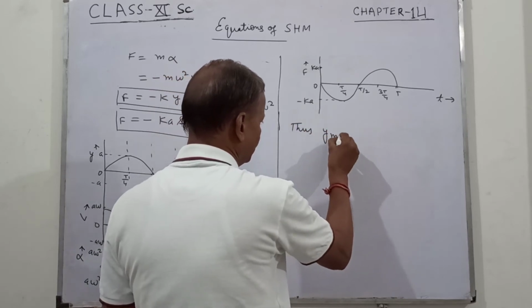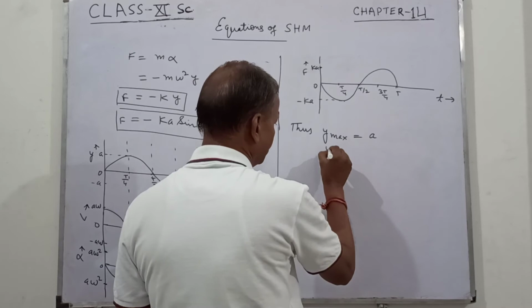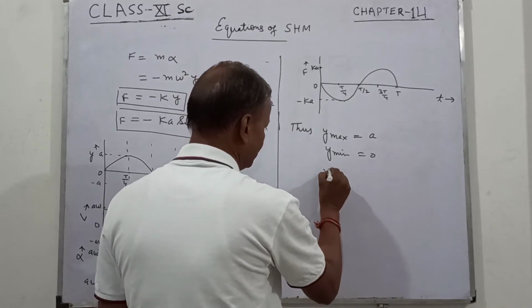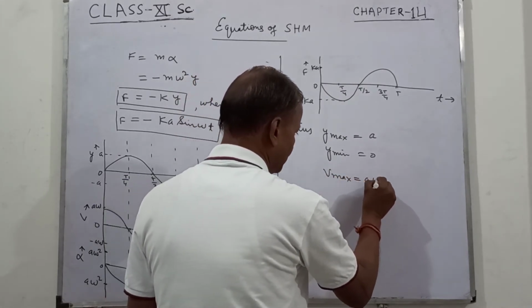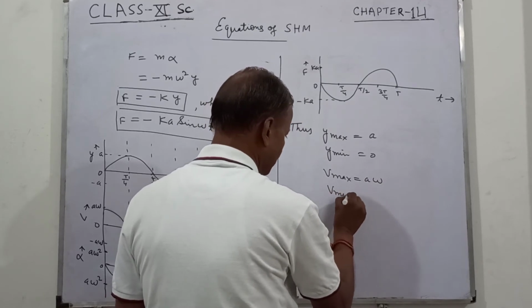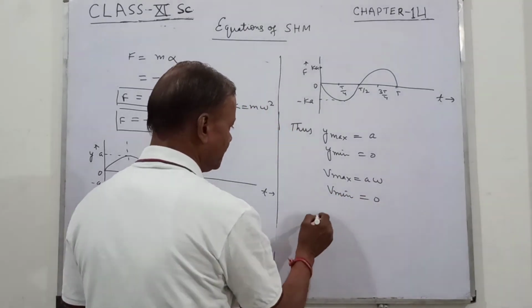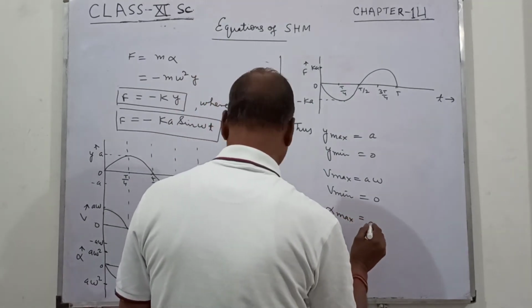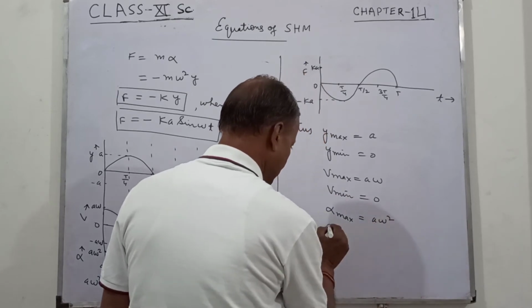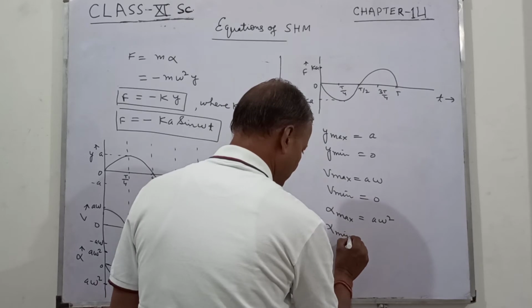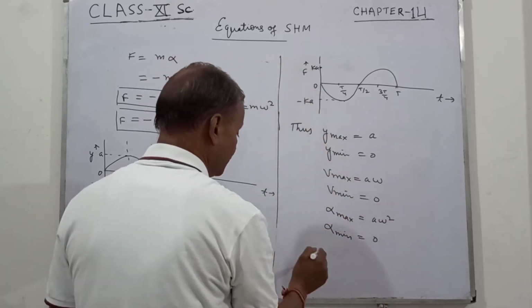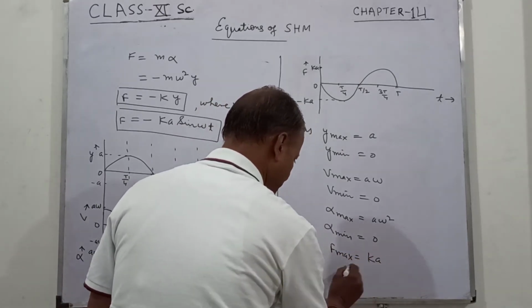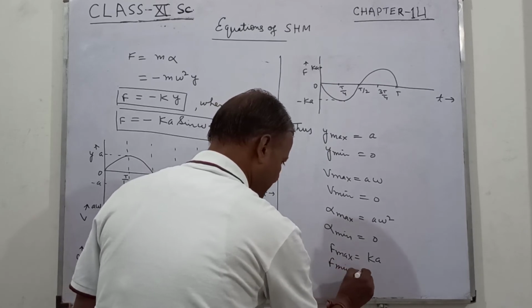y maximum equal to A and y minimum equal to 0, and v maximum equal to A omega and v minimum equal to 0, and alpha maximum equal to A omega square and alpha minimum is equal to 0. Similarly, the force F maximum equal to Ka and F minimum equal to 0.